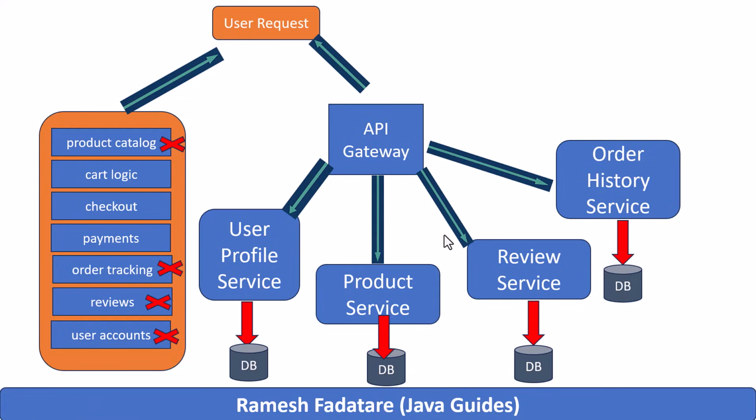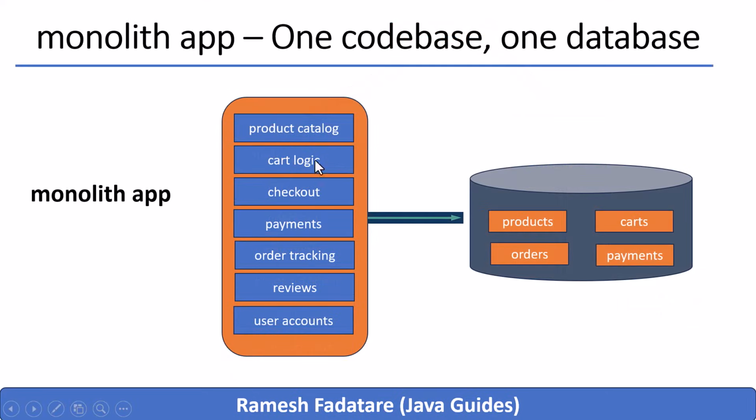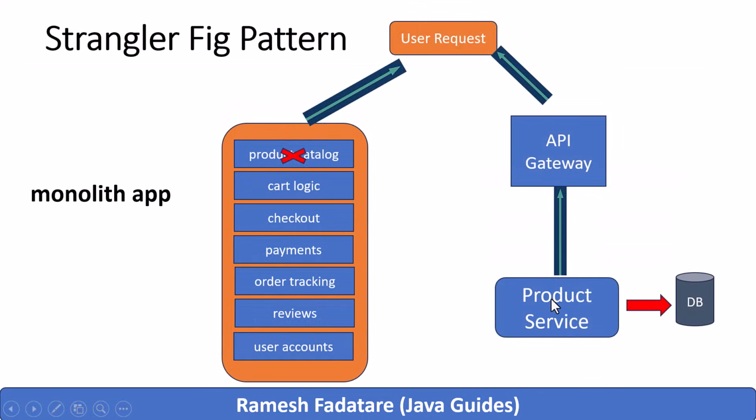So let's apply this to your e-commerce app. Your monolith handles everything: product listings, cart logic, checkout, payments, order tracking, reviews, and user accounts. You decide to start by pulling out the product catalog because it's high traffic, low risk, and doesn't depend on a lot of other services. You build a new product service, a standalone microservice that fetches product names, descriptions, prices, and images from its own database. Next, you update the API gateway or your routing layer. Now, when a user loads the homepage or browses categories, the request for product data goes to the new product service, not the old monolith.